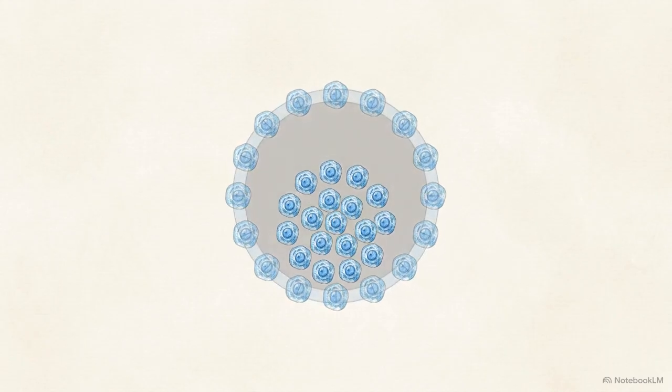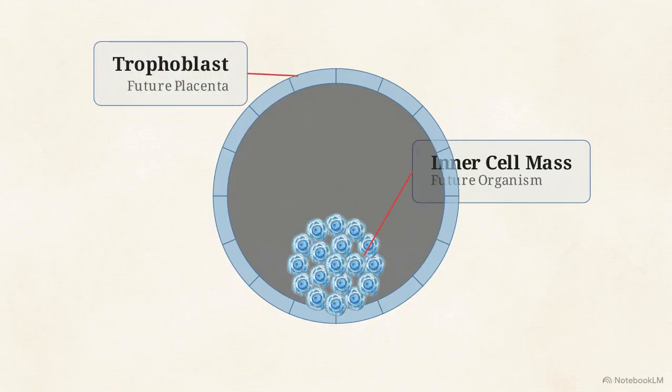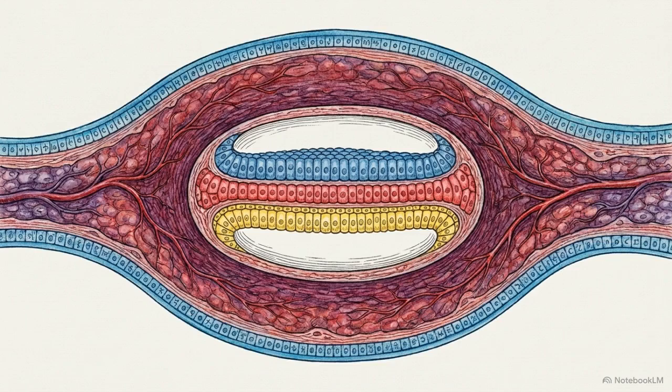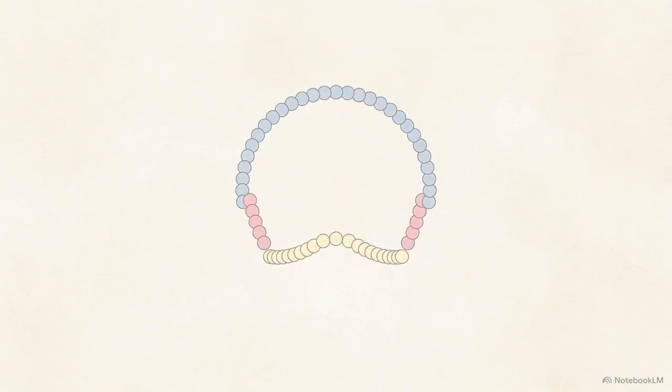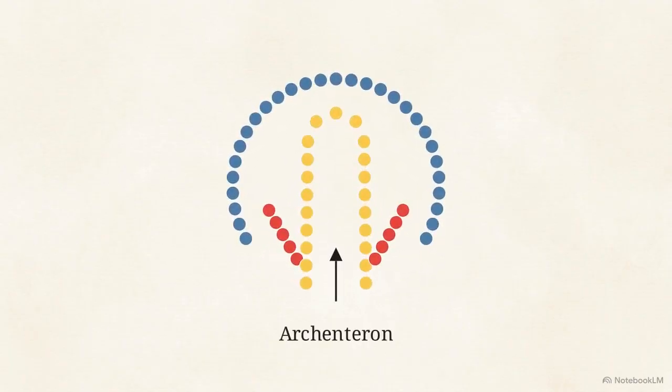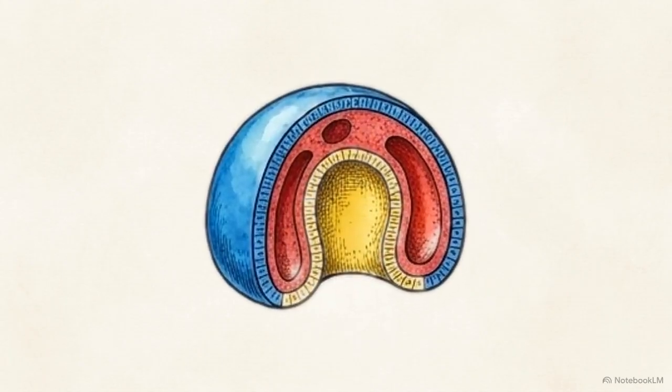The dividing cells segregate into 2 distinct groups, the inner cell mass, which will become the actual organism, and the surrounding trophoblast, which will form the placenta. Once implanted in the uterus, that inner cell mass undergoes gastrulation, a process that generates 3 distinct primary germ layers. This diagram illustrates gastrulation. An invagination called the archenteron pushes deep into the blastocele cavity. This physical movement establishes the core axis of the human body and resolves into a 3-layered gastrula.